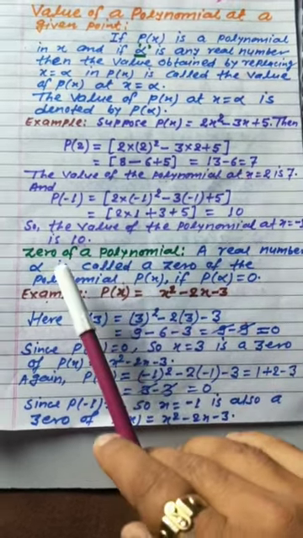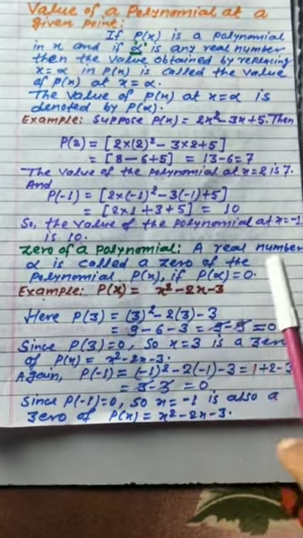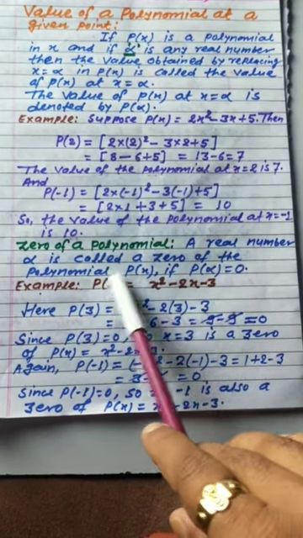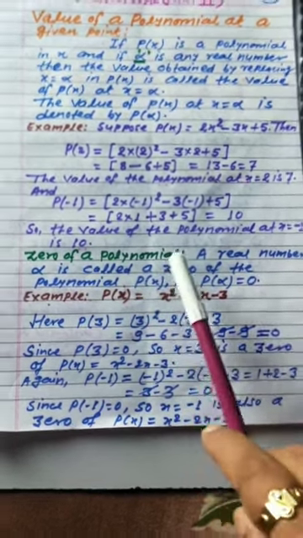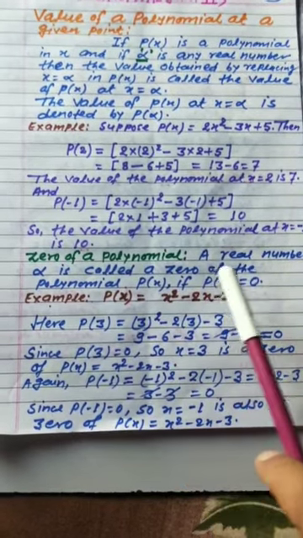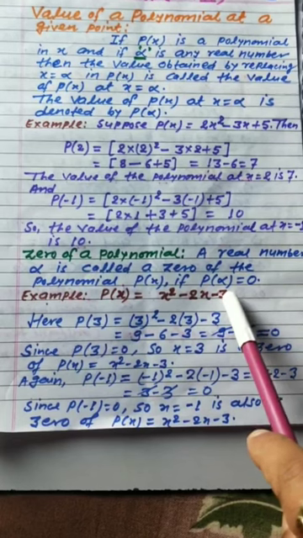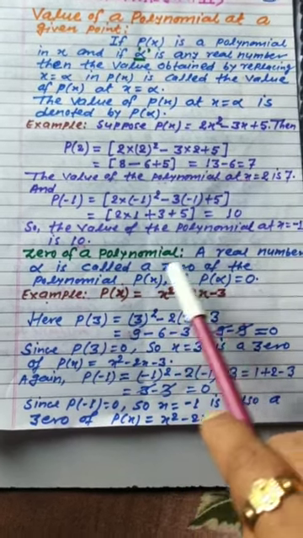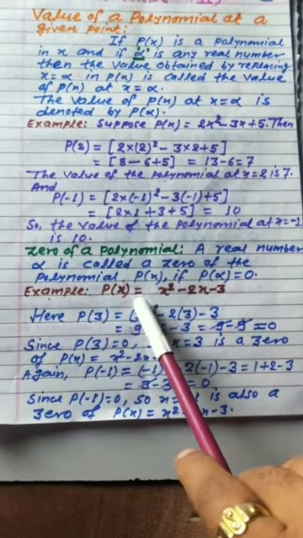Now the second term is a 0 of a polynomial. A real number alpha is called a 0 of the polynomial px if p alpha is equal to 0. That means if we put alpha in place of x and the value of the polynomial becomes 0, then that real value alpha is called a 0 of that polynomial.